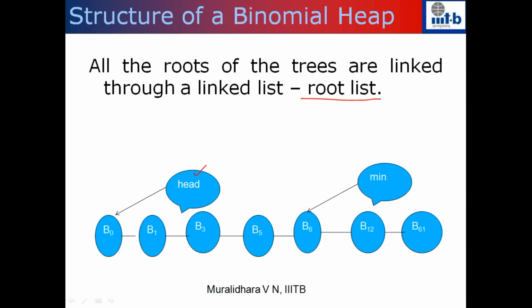I'll also have another pointer that I'm going to maintain, which I call the minimum pointer, which will point to a node which has the minimum value. Because of the heap property, in any tree, the minimum is always at the root of the tree. So the minimum in the binomial heap can be in any one root of the collection of trees that it has. It can be anywhere. Whichever tree has the minimum number among all the numbers in the root list, that's where the minimum will point to.